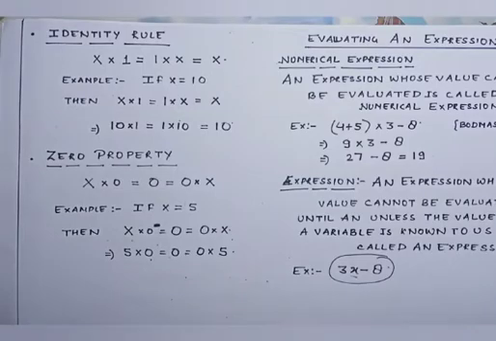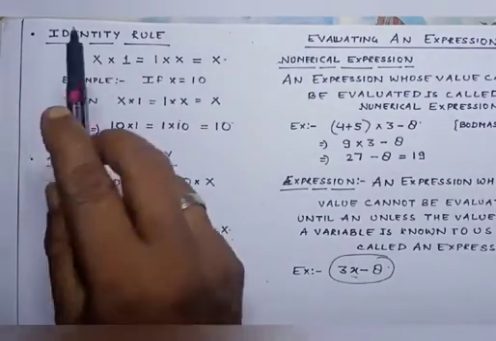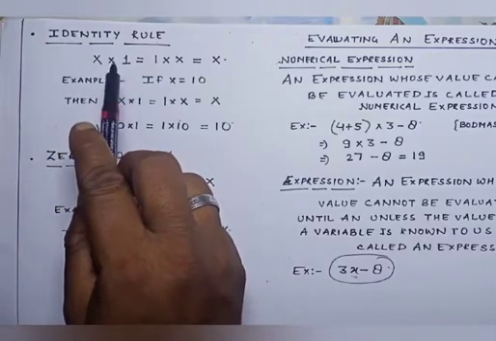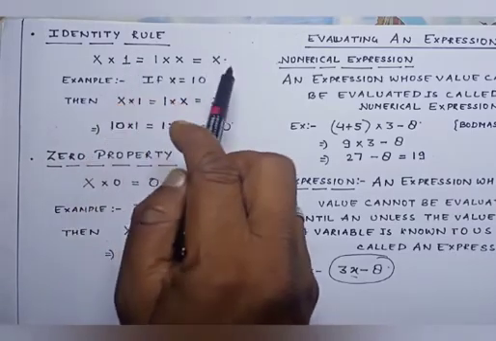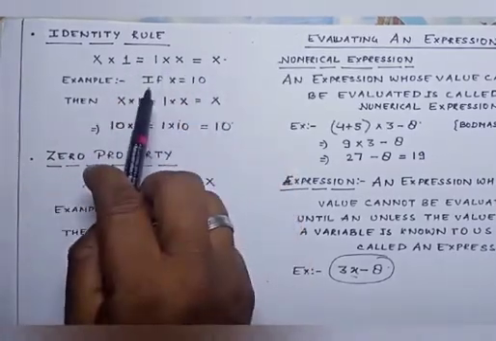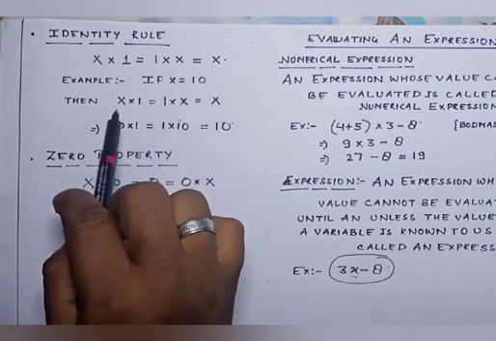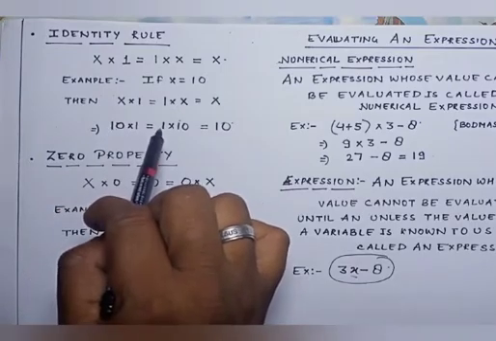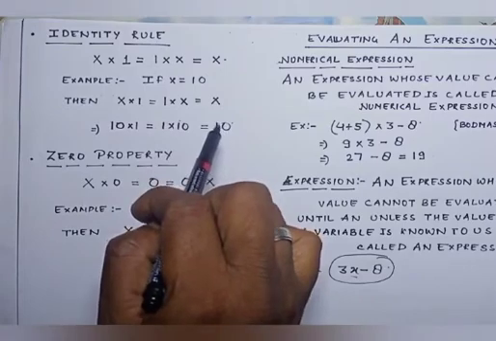Let us move to another property, that is identity rule. It says that if any number or any alphabet is multiplied by 1, the product that we are going to obtain will be the number or alphabet itself. Let us see with the help of an example. If x is equal to 10, then in place of x I am going to place 10. 10 into 1 is equal to 10, or 1 into 10 is always equal to 10.